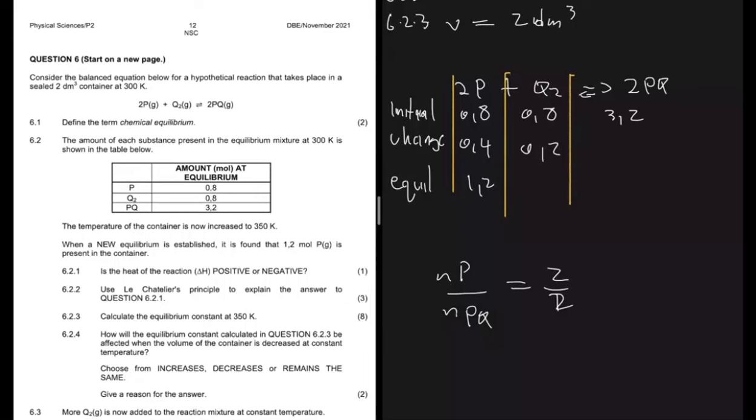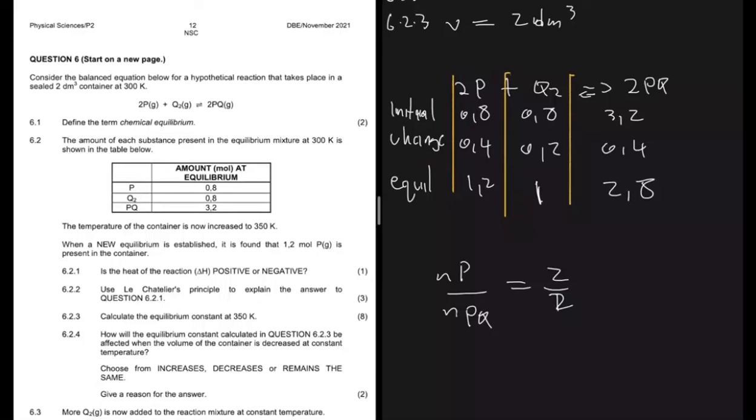So the change for P and the change for PQ is the same. It's also 0.4. So for Q2 at equilibrium, we'll get 0.8 plus 0.2, which is going to give us 1, right? And then for PQ, we're going to have 3.2 minus 0.4, which will give us 2.8. So why are we saying that for Q it's a plus and then for PQ it's a minus?